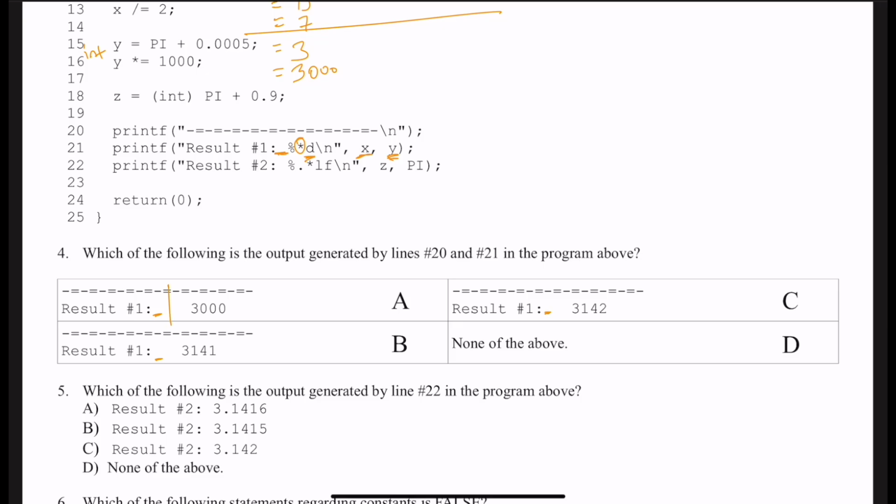So now I'm going to count 1, 2, 3, 4, 5, 6, 7. Well, perfect. That number is all the way to the right-hand side of our reserved space, so the answer is going to be A. We know that our final result is 3,000, so it can't be the others.